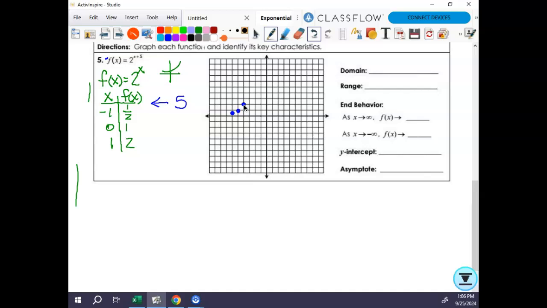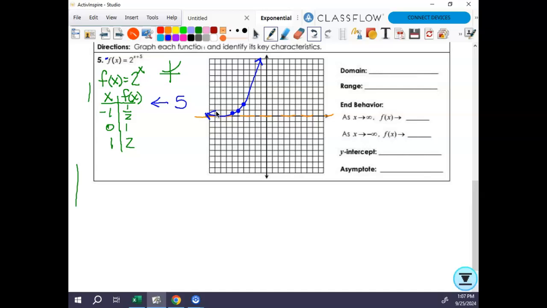Do exponential functions have asymptotes? Yes or no? Yes. Is it horizontal or vertical? Horizontal. So if I have a horizontal asymptote, the only thing that's going to affect where it is is if I move up or down. I didn't move up or down. I just moved left and right. So then my asymptote is still right here at y equals 0. And I can graph that. Something like that.